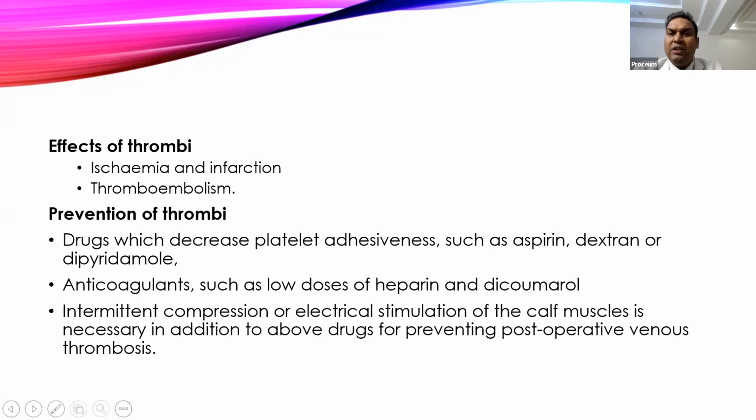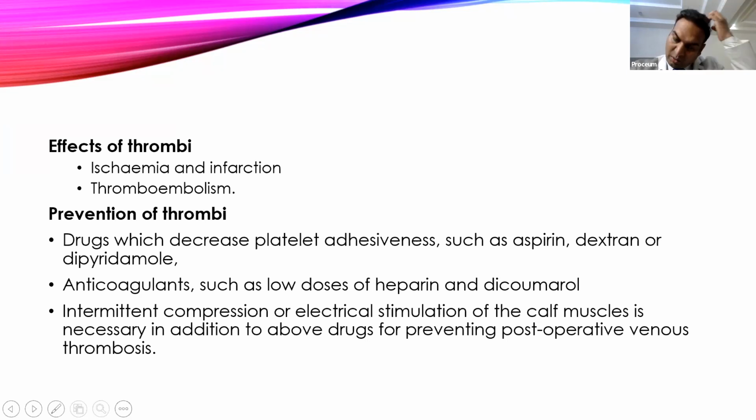So how can we prevent this thrombus formation? This we usually use in a patient who is prone to thromboembolism, like a bedridden patient having myocardial infarction, or a patient having varicose veins, stagnant veins. In this condition, there is increased chance of thrombi formation. In this condition, we can use various treatments. Like we can use a drug which can reduce platelet aggregation, like aspirin, dextran, or dipyridamole.